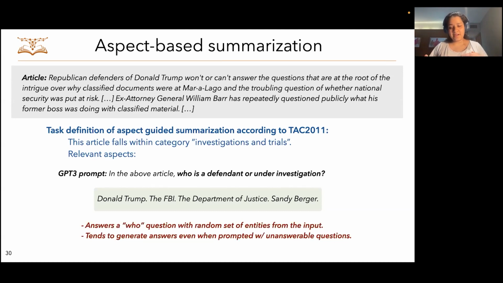One thing I want to add is that we also saw GPT-3 hallucinating facts when we asked it a question which was unanswerable. So for instance, here, if I'd asked what was Donald Trump's daughter's reaction, even though that's not in the article, it wouldn't abstain, it would still generate something.